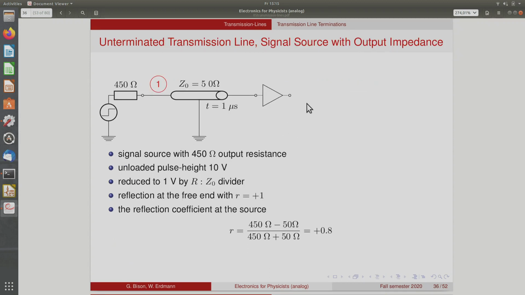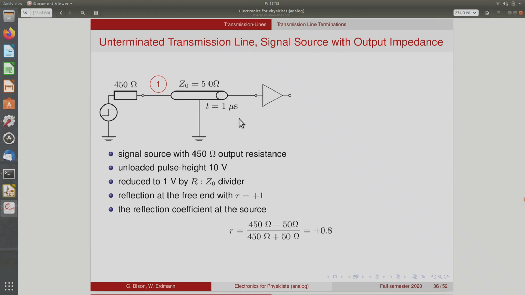Okay, let's take a look at some examples. For instance, we have a signal source which has a certain output impedance, 450 ohms in this case, and we insert a signal into a transmission line with 50 ohms and a propagation delay of 1 microsecond, and send a signal then to a receiver where we have no termination.